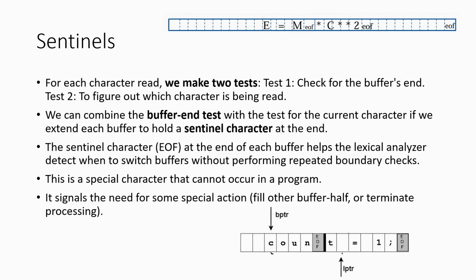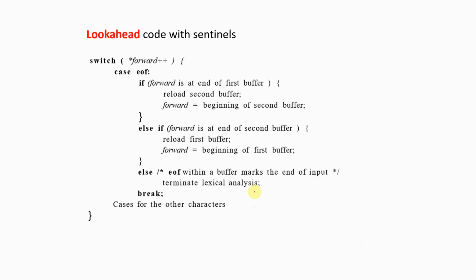So to read n characters into a buffer, you need only one system call to the memory. And here we have a problem. For every character you read, you have to do two tests. One, you have to check whether it is the buffer end, and then which character you are reading. To avoid that, we use a special character called EOF, which is called the sentinel character. So when we reach the sentinel character, we can identify that we have reached the end of the buffer.